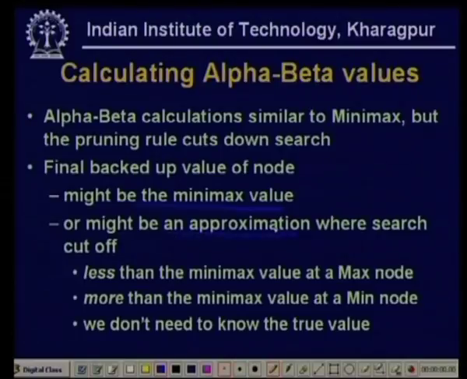The alpha value of a max node is a lower bound on the actual minimax value. The beta value of a min node is an upper bound on the actual minimax value. And as I mentioned, we do not really need to know the exact minimax values to compute the best strategy for the max.